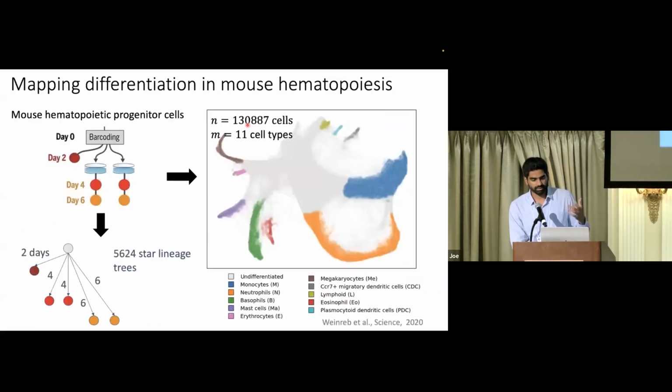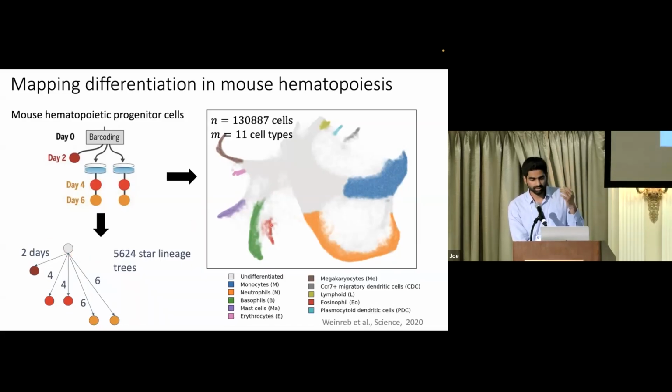And let's see what we can do on real data with this. So I'm going to go back to the hematopoiesis example. This is a data set from 2020 where they used lentiviral barcodes to introduce barcodes or mutations in these cells. So these are mouse hematopoietic progenitor cells. They introduce these barcodes at day 0, then they let the cells divide and differentiate, and they take samples at day 2, day 4, and day 6. And there are 5,600 different barcodes that they were able to introduce. So you get 5,600 different trees that look something like this.